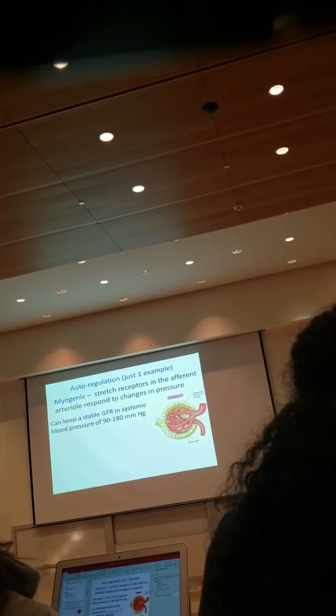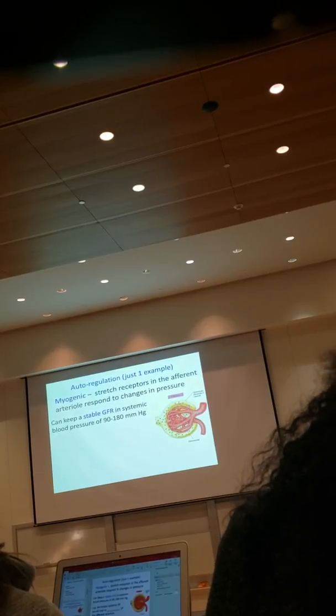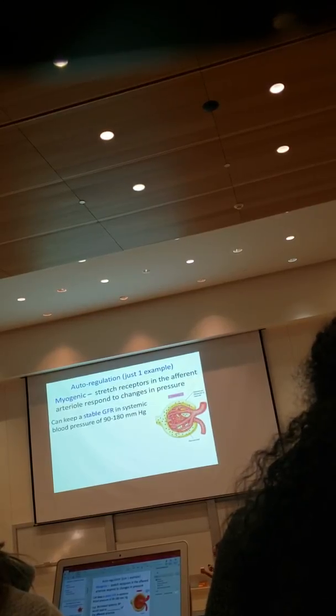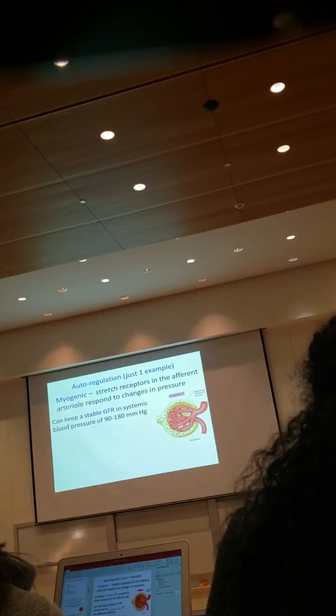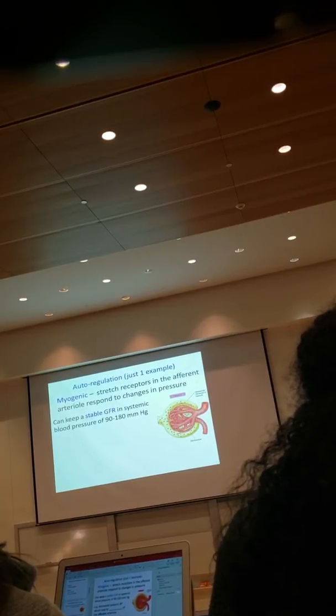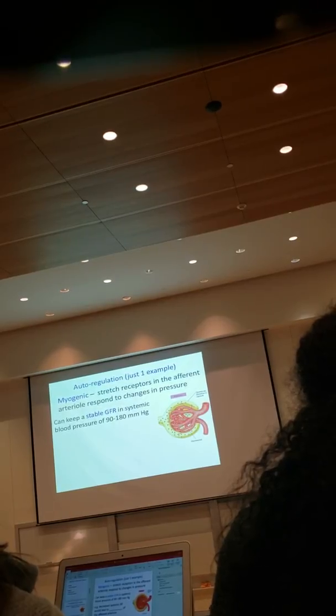Myogenic cells have stretch receptors in the afferent arteriole and respond to changes in pressure. If they stretch, if the pressure coming in is high, they will immediately have a local effect, constricting that vessel. If, like in our example, they are not stretched but on the contrary relax more than the resting state, that will lead to dilation. That's the myogenic response.